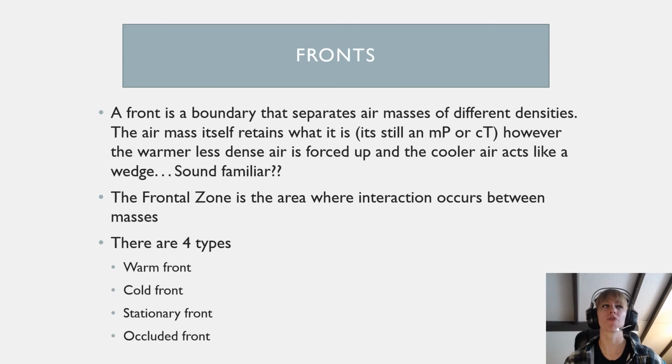So a front is a boundary that separates air masses of different densities. The air mass itself will retain what it is, so it's either maritime polar or continental tropical. However, the warmer, less dense air is forced up, and the cooler air acts like a wedge, pushing it up. The frontal zone is the area where the interaction occurs between the masses, and there are four types: a warm front, cold front, stationary front, and occluded front.